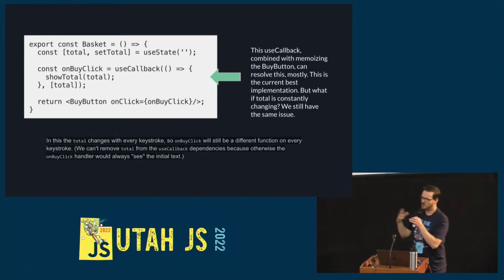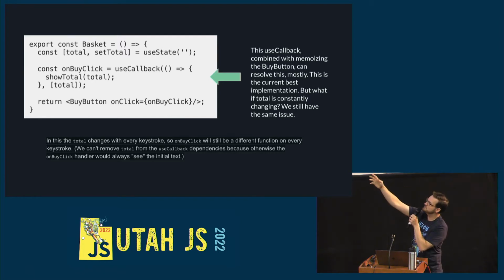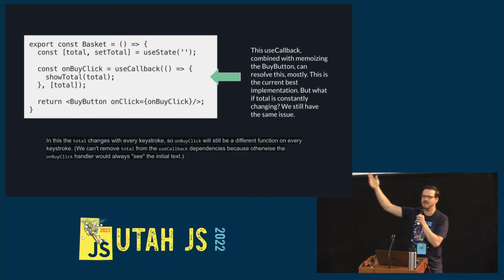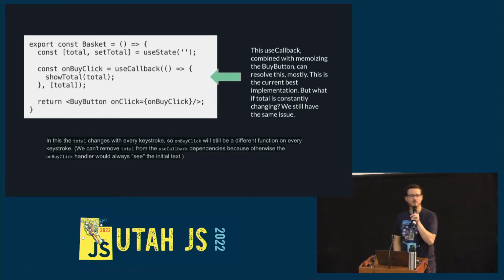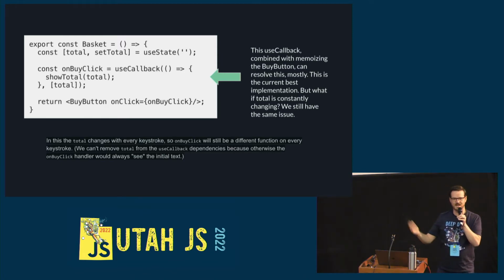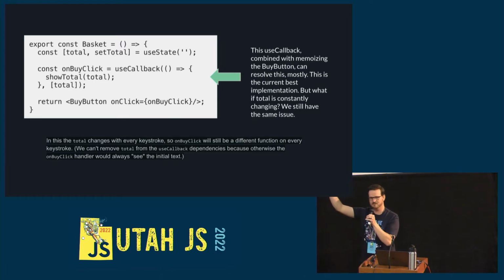Well, here is the current way to fix that problem. The current way to fix that problem is to utilize the useCallback hook. You pass in your function. You have your dependency array which says, hey, this function depends on this thing. Make sure to recreate it if that thing ever changes. But what if your total is changing on every single keystroke? You're not actually getting any performance gain because you're constantly recreating that function. Thus, even though you're doing all the best practices, you're not getting any performance gain.